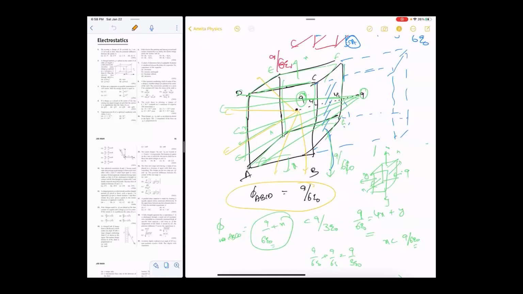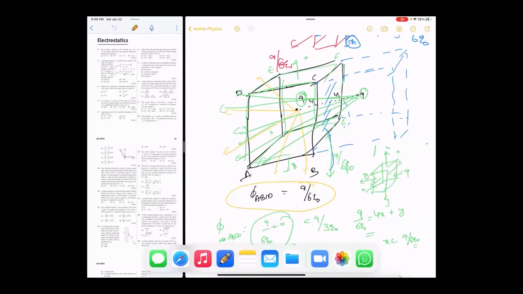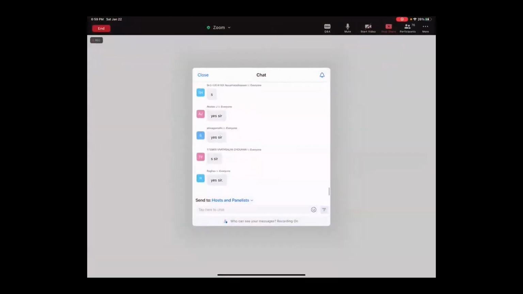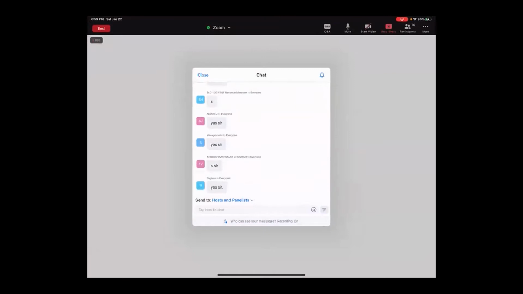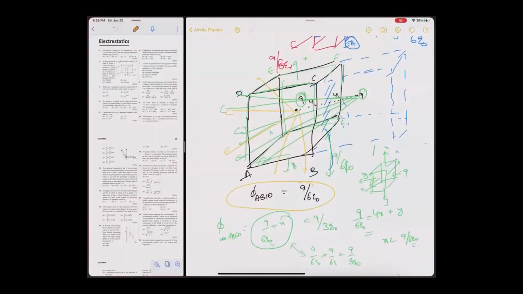Because X is less than Q by 6 epsilon naught, if I compare these two equations, this will be less than Q by 3 epsilon naught. So far, is it clear, everyone? Raghav, Vatsalya, Shivagamati, Akshini, wonderful. So far, you understood. Now see the test.